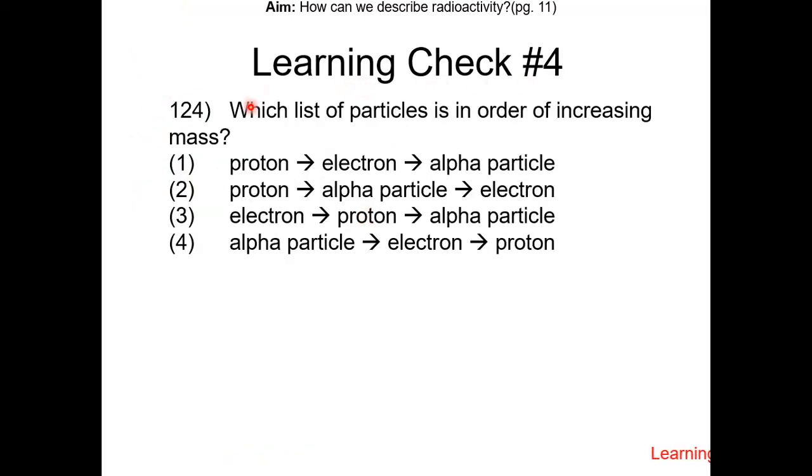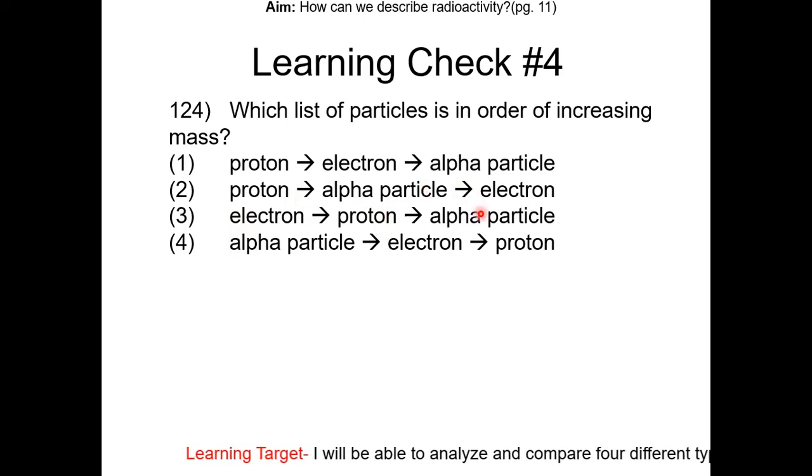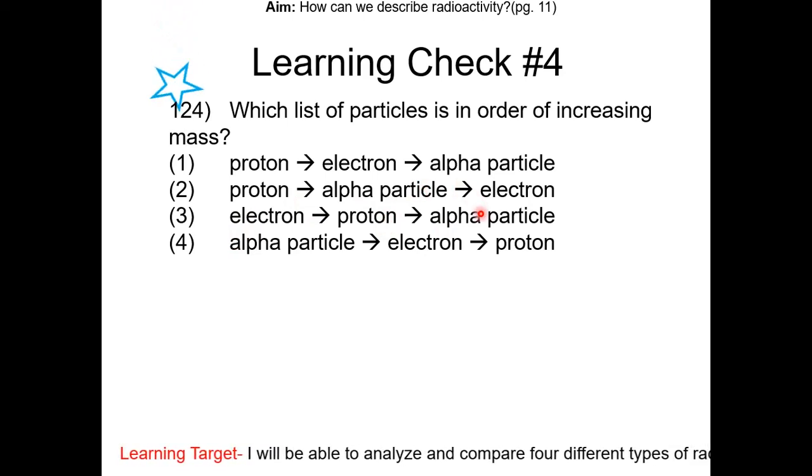Learning check number 4. Which list of particles is in order of increasing mass? Pause the video and resume when completed. Electron's the smallest, then proton, then alpha. Electron weighs 0, proton is 1, and alpha is 4. Choice 3.